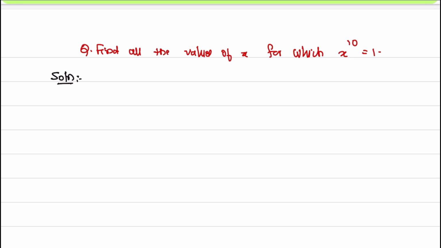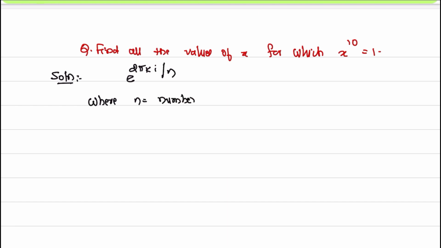If n roots are required for unity, for 1, the formula is e to the power of 2 pi k i by n, where n is equal to the number of roots, k is equal to the kth root. For example, there are 10 roots required, 10 roots we have. We want the 4th root value, then that is the kth root.